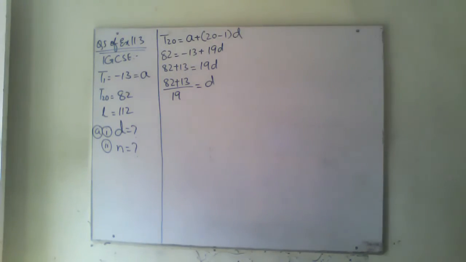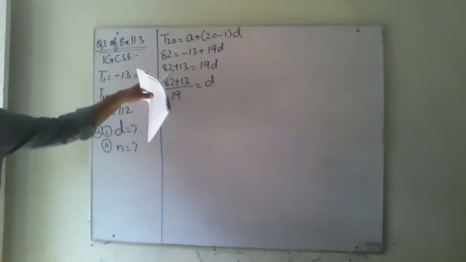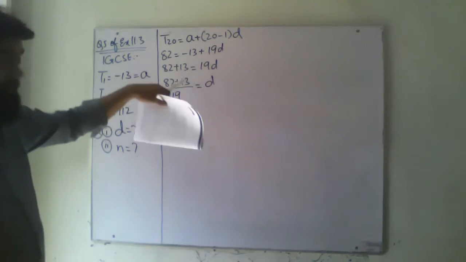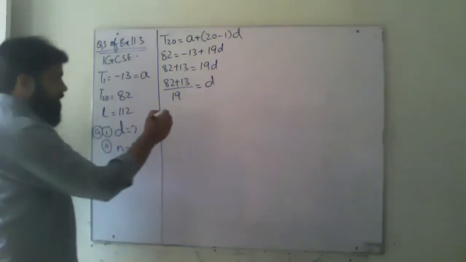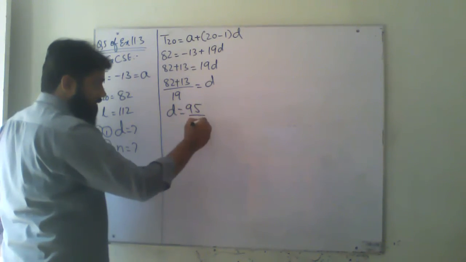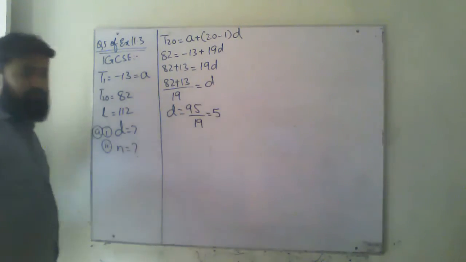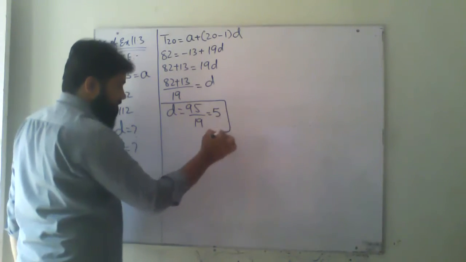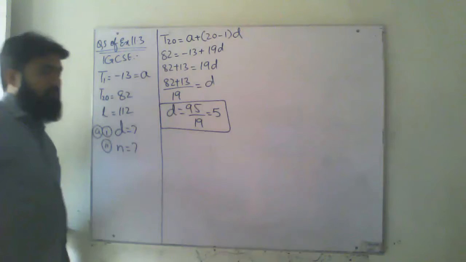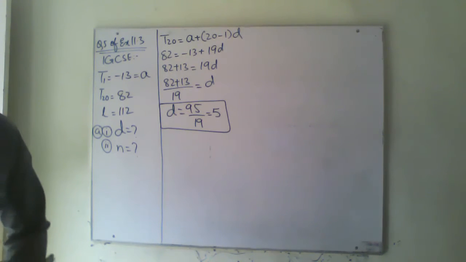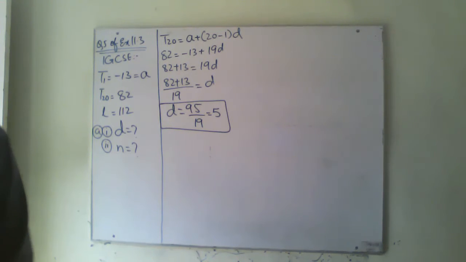I have just simplified it. I have plotted all the values and I have simplified it. Nothing else is there. Okay. Now D is given to me. What will I do? D equals, this will become 95 over 19, which on simplification will become 5. So the value of D is coming 5 right now. D equals 95 over 19. That is your common difference right now.